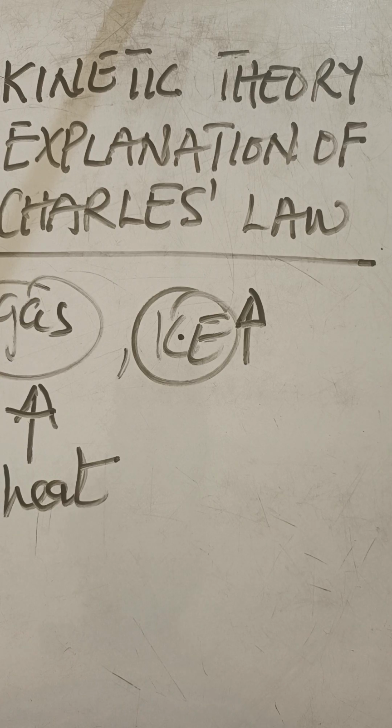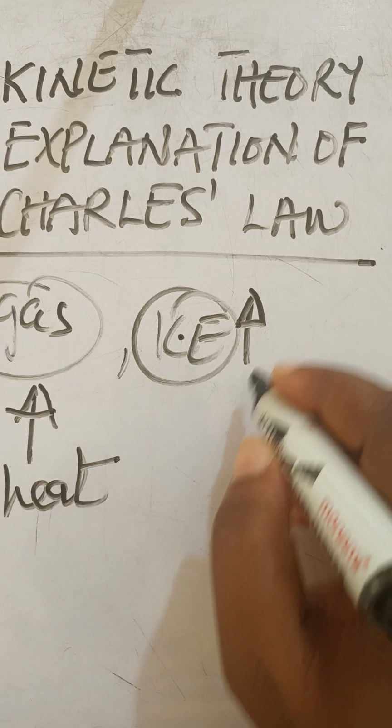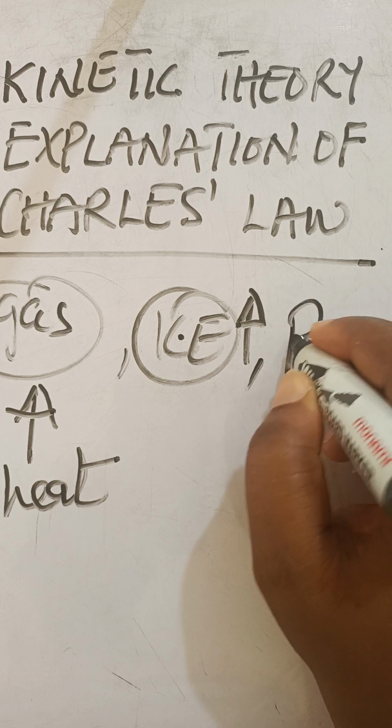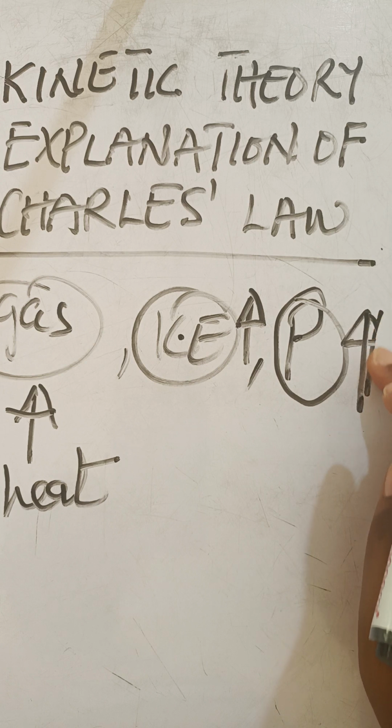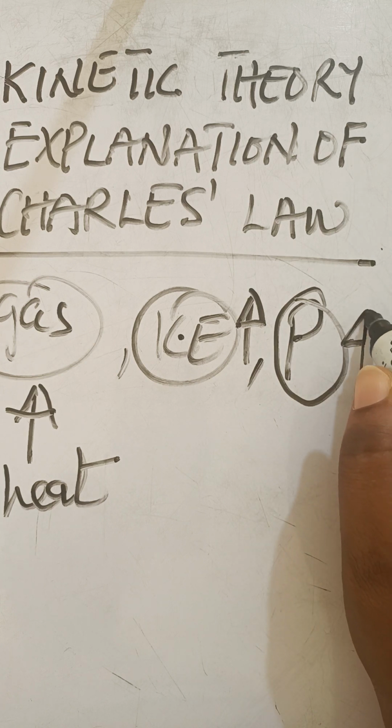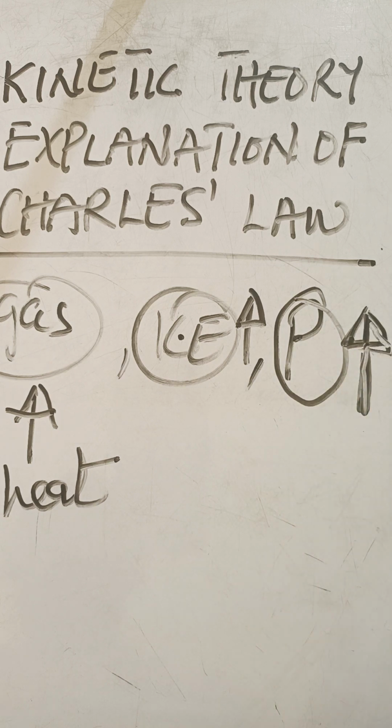Now, when this happens, the number of collisions made on the walls per second increases, and this results in an increase in pressure. So when the kinetic energy increases, it causes an increase in pressure. The increase in kinetic energy of the molecules increases the number of collisions, and when the number of collisions per second made to the walls of the containing vessel increases, then the pressure of that gas increases.